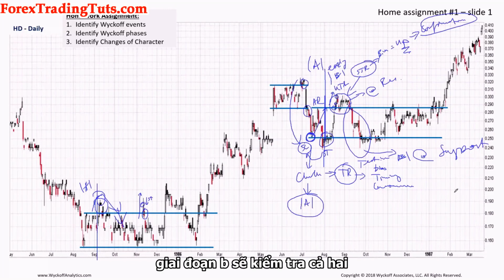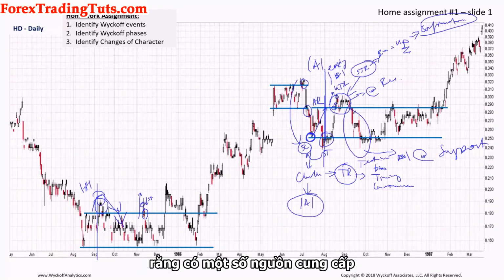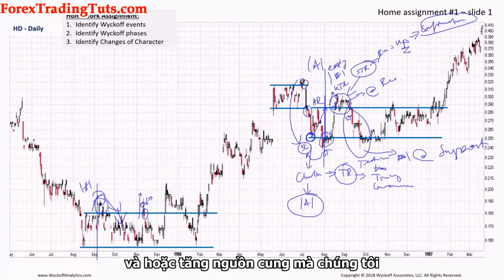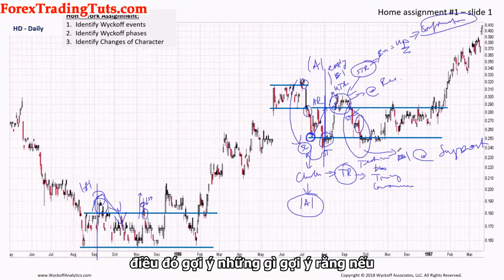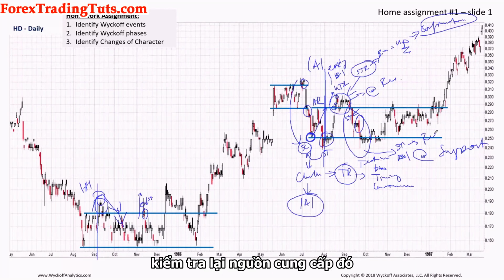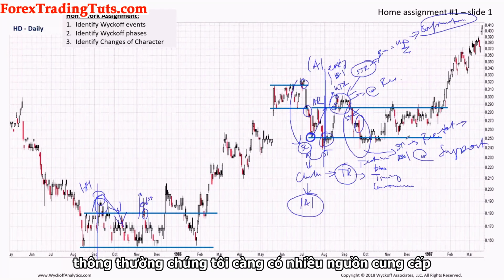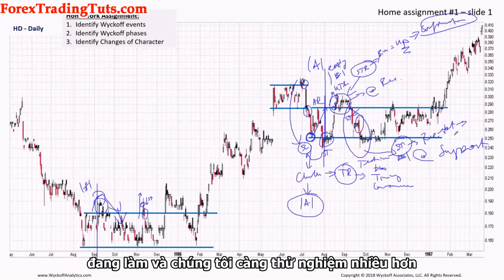Phase B is going to test both resistance and support. And we see in how Rama has described that there is some supply, or increase of the supply, that we see in the downward spread. That suggests that if supply is increasing, we need some kind of retest of that supply. And usually, the more supply we have, the more testing we need to be doing.